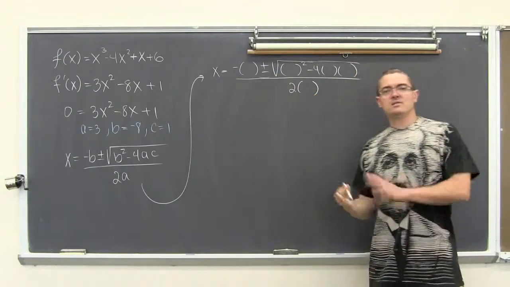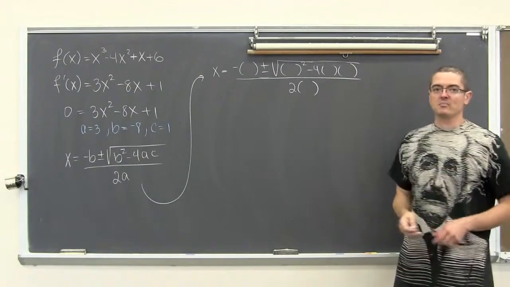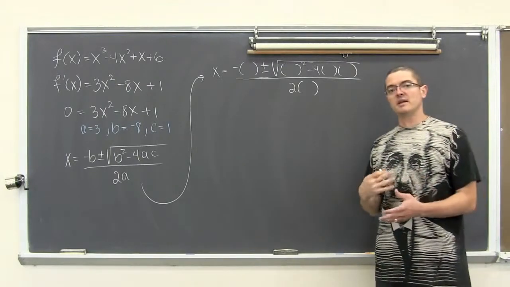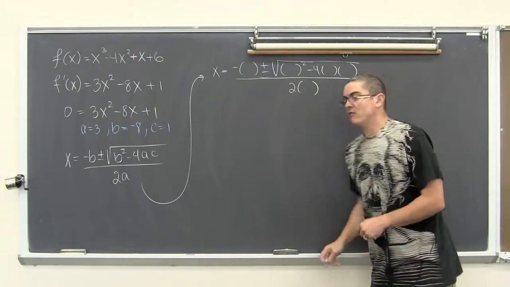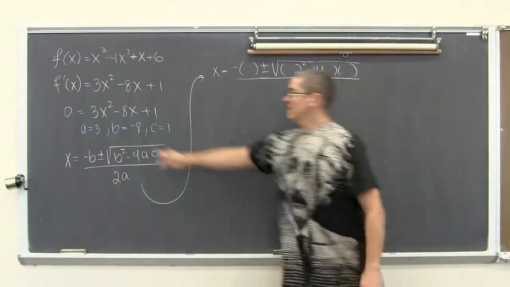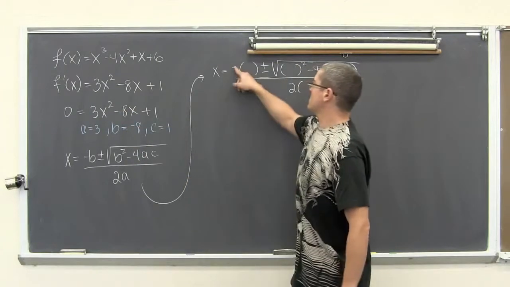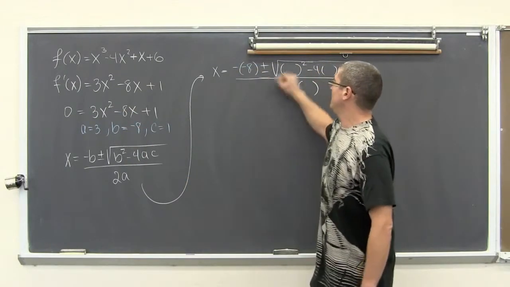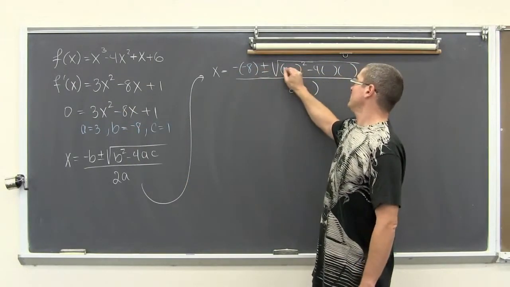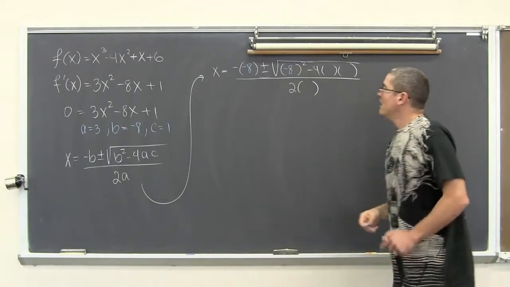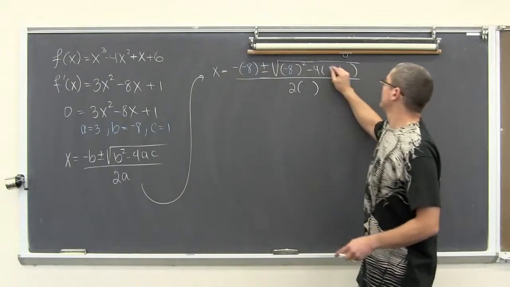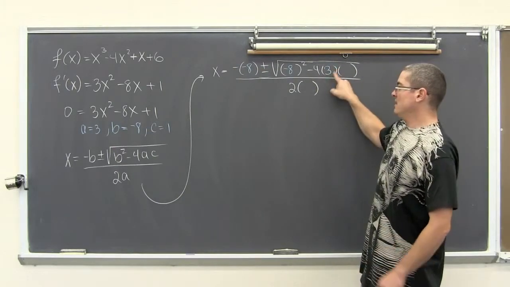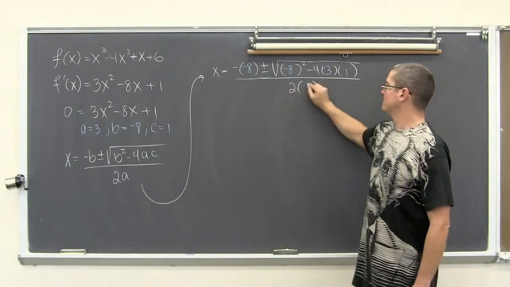all over 2a. I do like to use the parentheses and kind of lay it out before I even start plugging the numbers in. That way, if I'm plugging in a negative, I'll know that there was a negative from the formula and a negative from the values that I'm plugging in. Like here our b is negative 8. So it's the opposite of negative 8 plus or minus the square root of negative 8 squared minus 4a, which is 3, times c, which is 1, all over 2a.